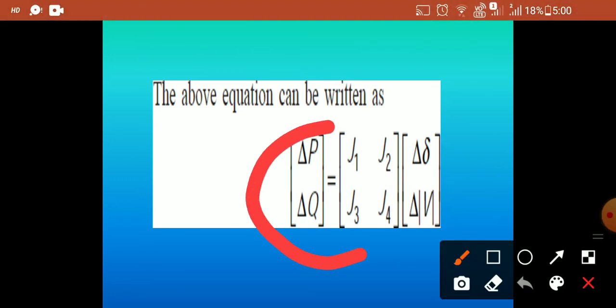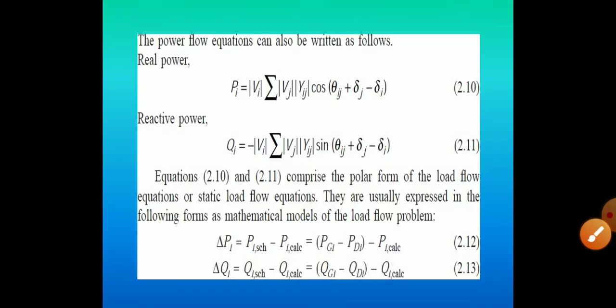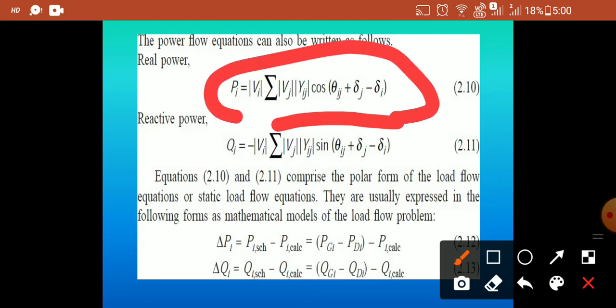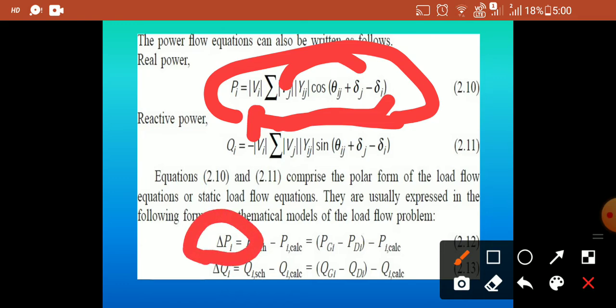So the above equation can be rewritten as del P, del Q with J1, J2, J3, J4, where J1, J2, J3, J4 are Jacobian elements. Del and del V are rotor angle and voltage magnitude. Here the above equations can be rewritten in terms of power flows. So this is cos of theta_ij and del_j minus del_i. Del_j is with respect to Vj rotor angle, del_i with respect to Vi rotor angle. Here Q is negative reactive power. This one is scheduled.